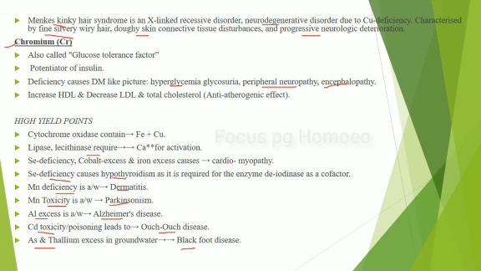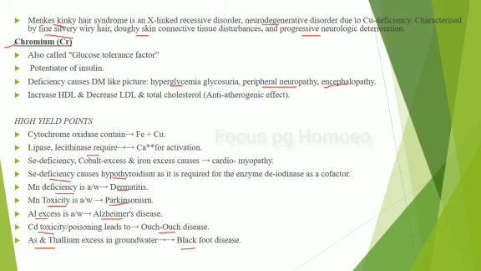The next mineral is chromium. It is also called glucose tolerance factor and it is a potentiator of insulin. Its deficiency causes hyperglycemia, glycosuria, peripheral neuropathy, and encephalopathy. There will be increased HDL and decreased LDL and decreased cholesterol because of chromium. It is anti-atherogenic in nature.